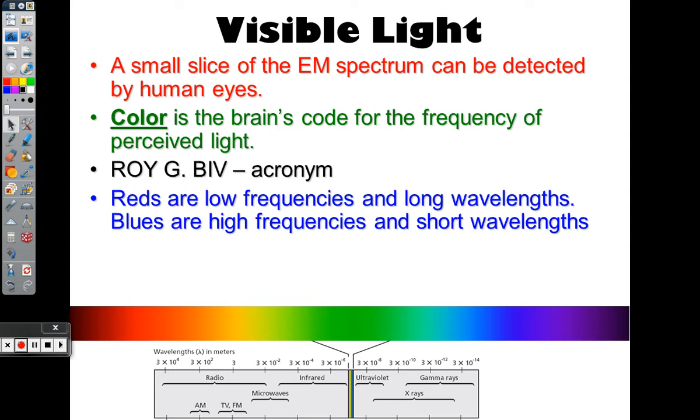So our Roy G. Biv, which is our acronym for our rainbow, which if we look down at the bottom here, we have our spectrum of visible light. On the left side we have our red, and on the right side we have our blues. Okay, so reds are low frequency, long wavelengths, and blues are high frequency, short wavelengths.